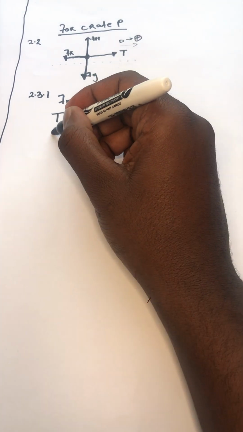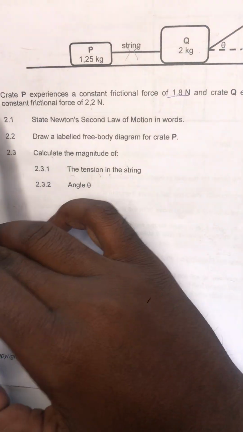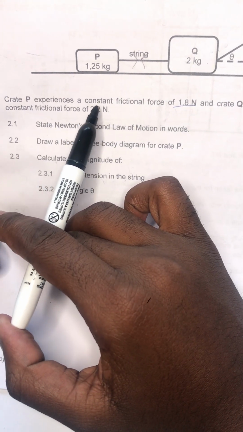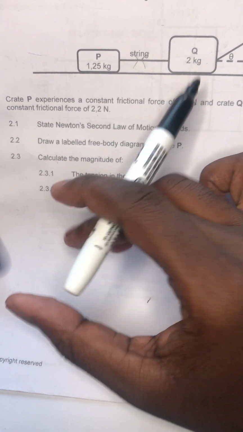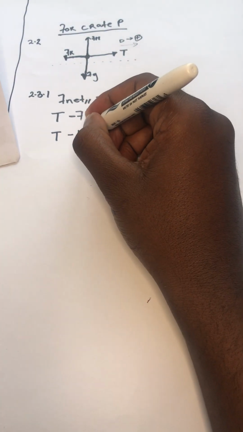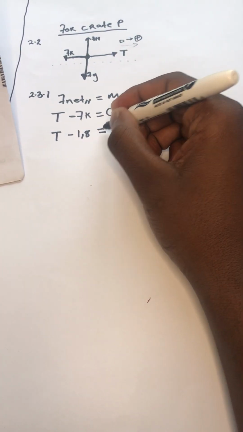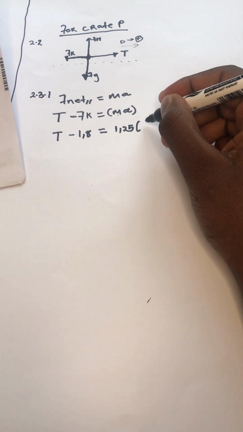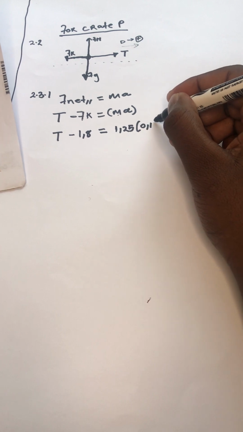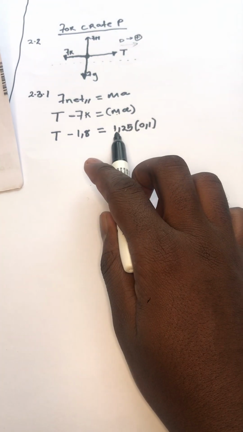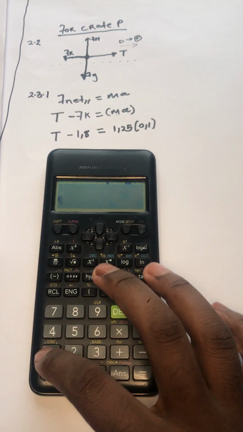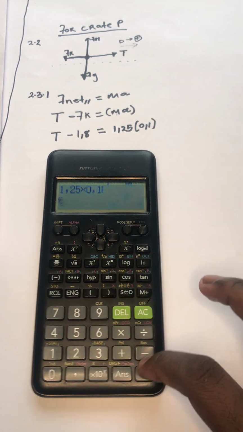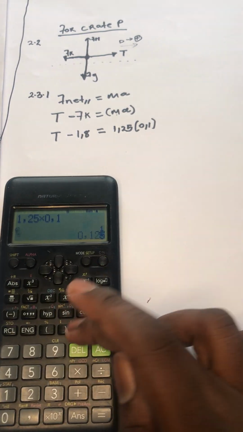Okay, so as for tension, we are given a friction where P experiences a constant friction of 1.8 newtons. So this is minus 1.8 newtons of force. Mass is 1.25, and the acceleration is 0.1. So 1.25 times 0.1, that is 0.125.